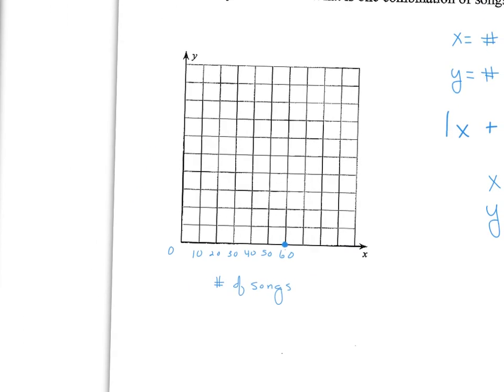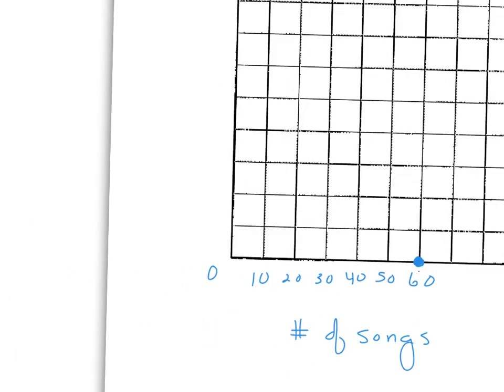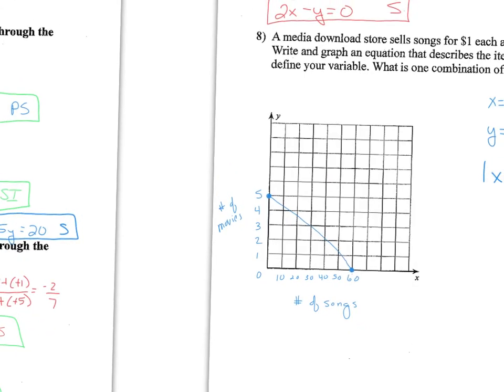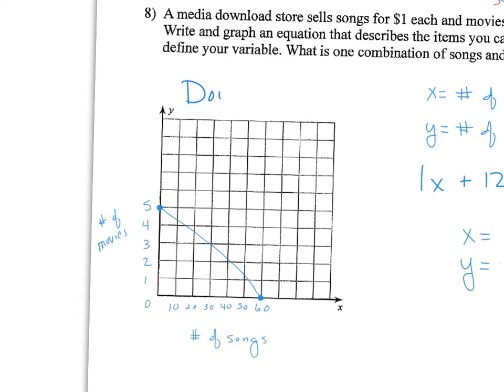Okay. All right. Now my y is at 5. So I'm just going to count up by 1s. So 1, 2, 3, 4, 5. And I'm going to put a dot there on 5. Okay. Now this would be number of movies, and then draw your line between. Okay, that was a terrible line, but you get the idea. Okay, give it a title, so we can say like media download. I'm just going to put downloads. Oops, let me spell it right.